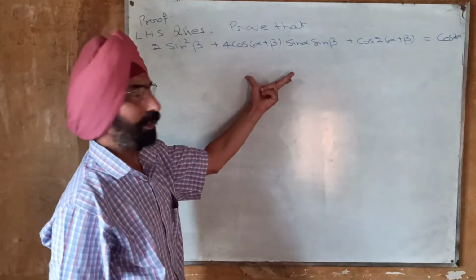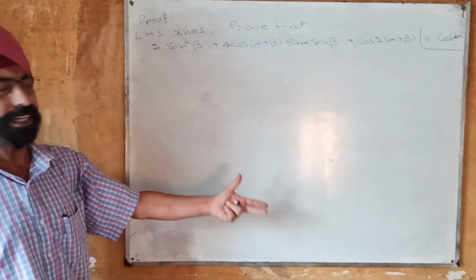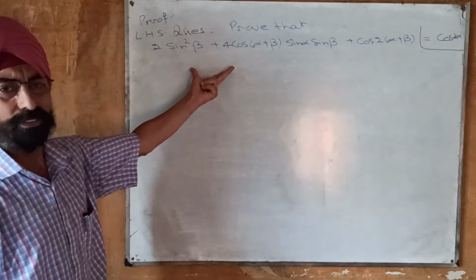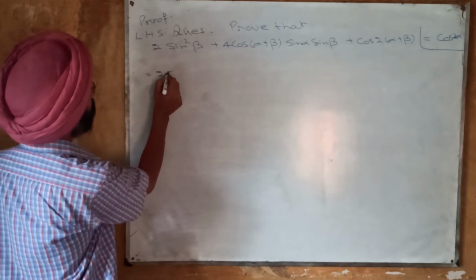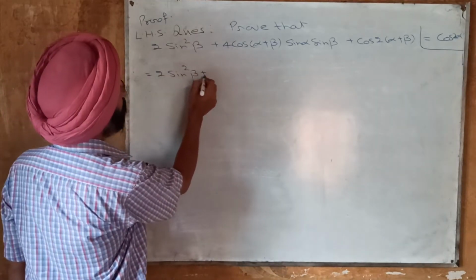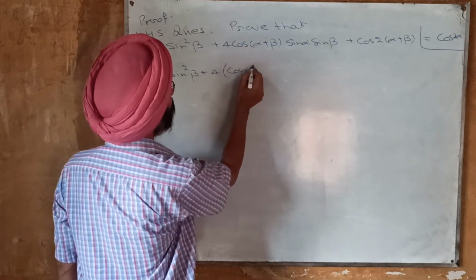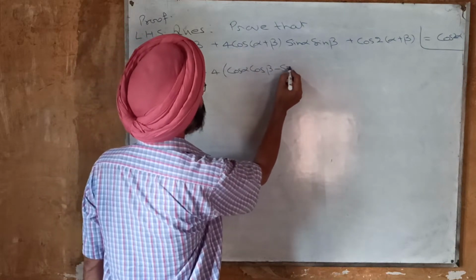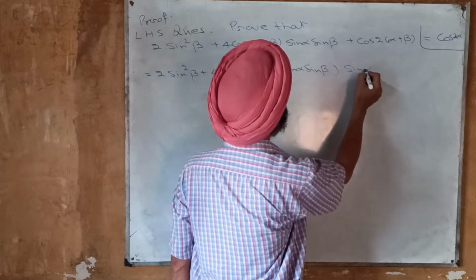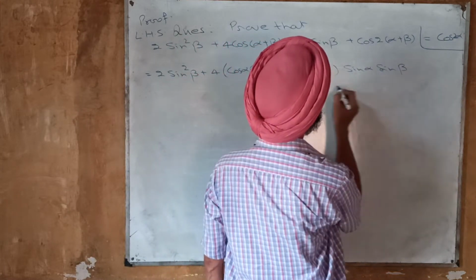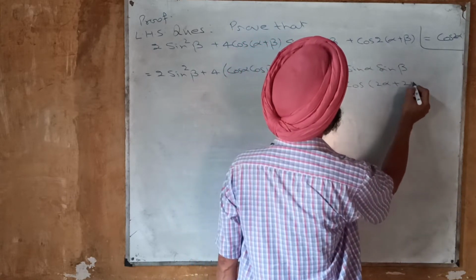So this is your left hand side. Ignore this for some time. That will be the final result we will arrive at. So we are to start from here. This is your 2 sine square beta. This is your 4, and this cos alpha plus beta, I am writing cos alpha cos beta minus sin alpha sin beta, multiplied by this sin alpha sin beta plus this I am writing cos 2 alpha plus 2 beta.